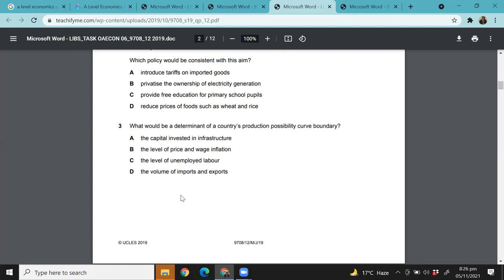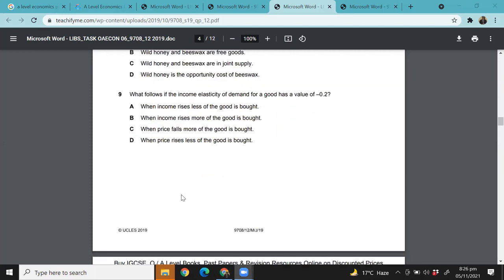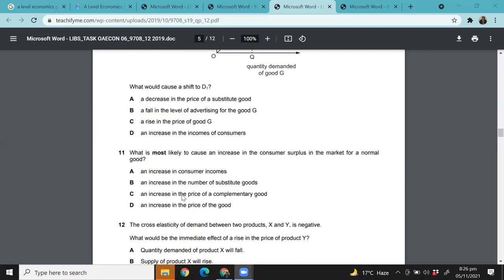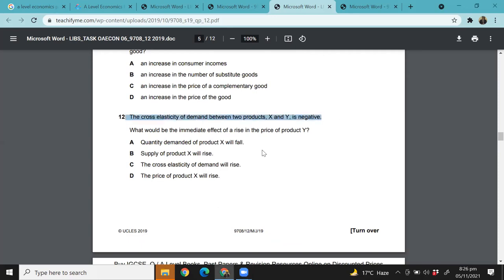Now let's move to question 12. The second question mentioned by the student is question 12. Now this says the cross elasticity of demand between two products X and Y is negative. What would be the immediate effect of a rise in the price of product Y?